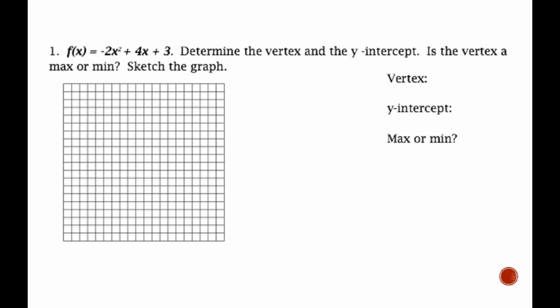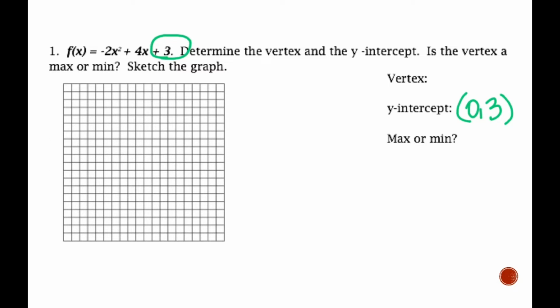Okay, so first example, f(x) = -2x² + 4x + 3. Let's talk about the things that I do know from that. I do know that this is going to be the y-intercept because that's what it says in standard form. So we're going to have (0, 3) as our y-intercept.